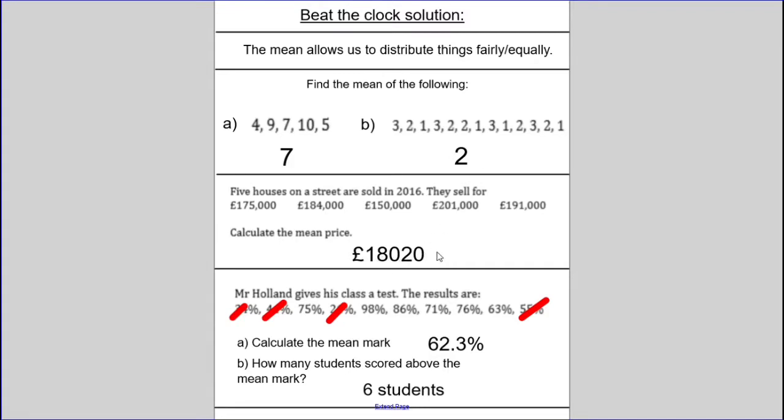So the mean for this question over here at the bottom was 62.3%. And 6 students scored above the mean mark. So you'll notice in red, I've crossed out all of the numbers that are below 62.3%, and we're only keeping 1, 2, 3, 4, 5, 6, which are over the mean. So that means 6 students scored above the mean mark. That's the end of the video.